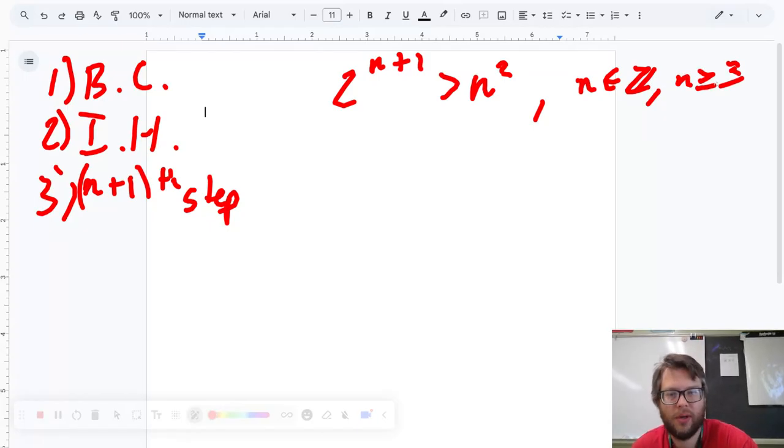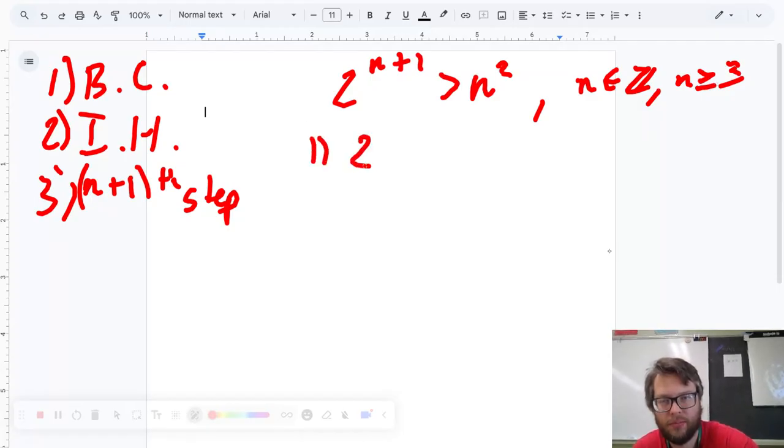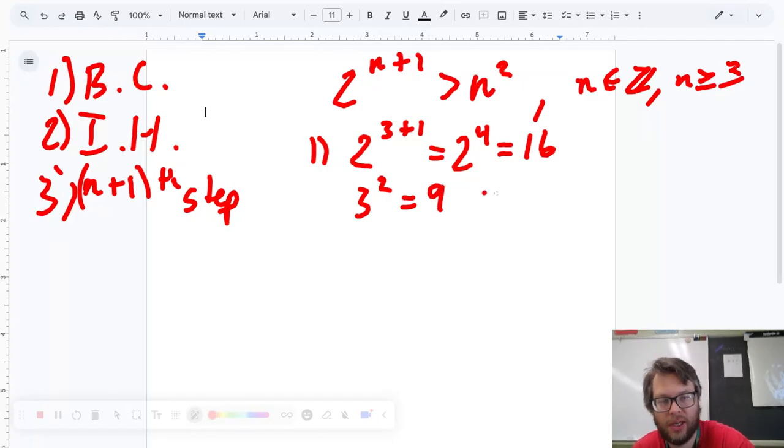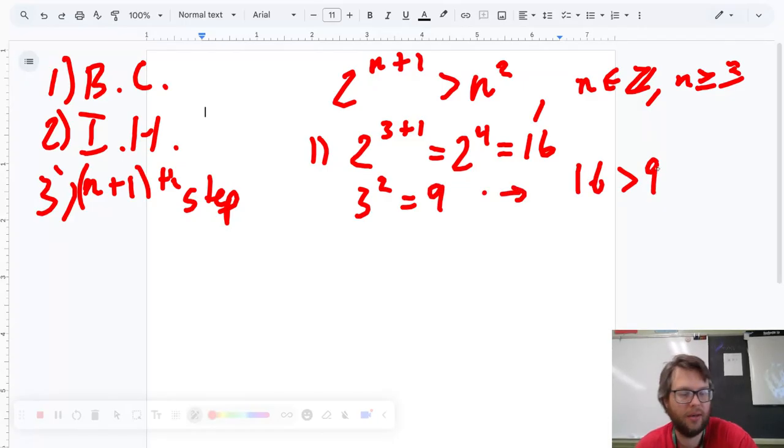Okay, so our base case is starting with n equals 3. 2 to the 3 plus 1 is 2 to the 4, which is 16. Compare that to 3 squared, which is 9. 16 is greater than 9. We're good to go there. Step 2.